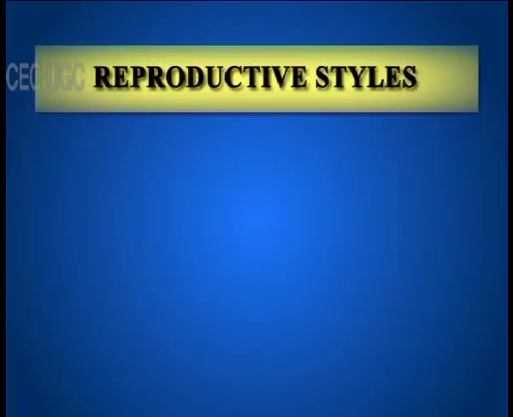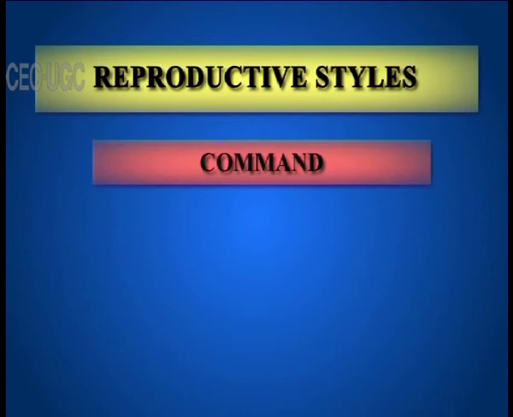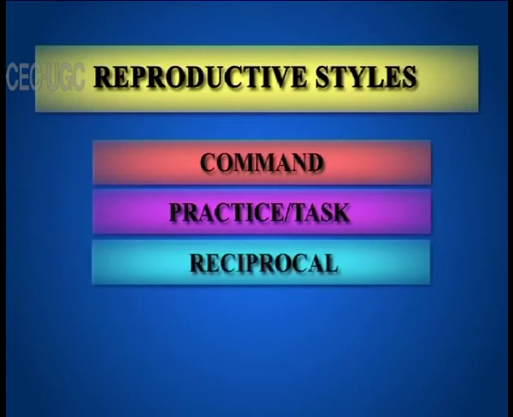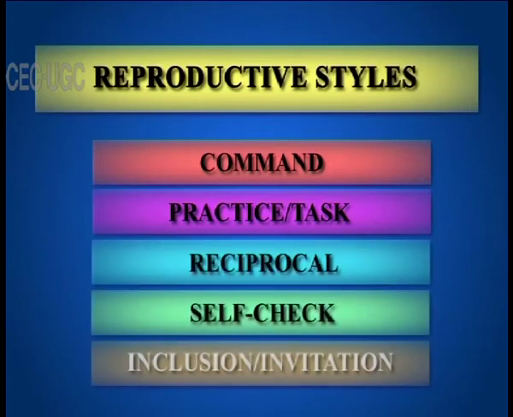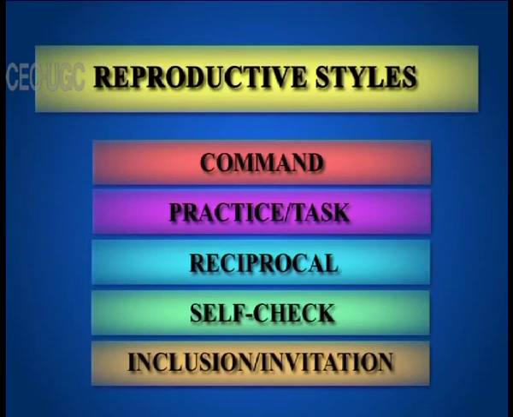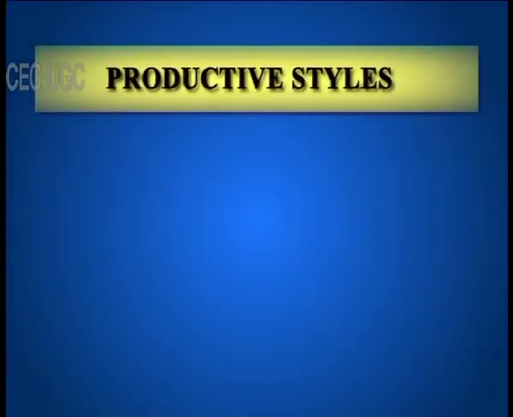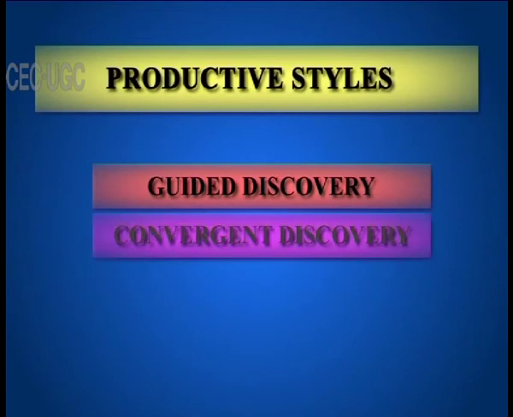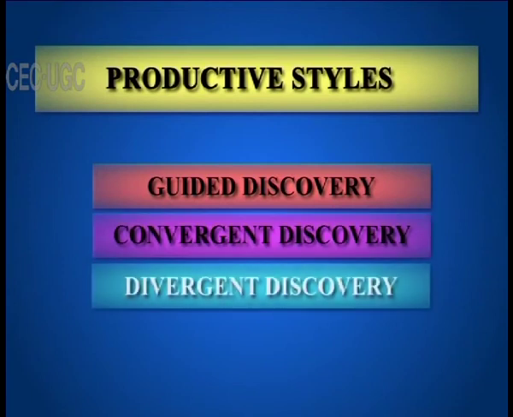perform better when they are comfortable with and have a belief in the styles being used. The two styles are reproductive style, that is command, practice, that's task, reciprocal, self-check, and inclusion, that's invitation. The other style is productive style, that is guided discovery, convergent discovery, and divergent discovery.